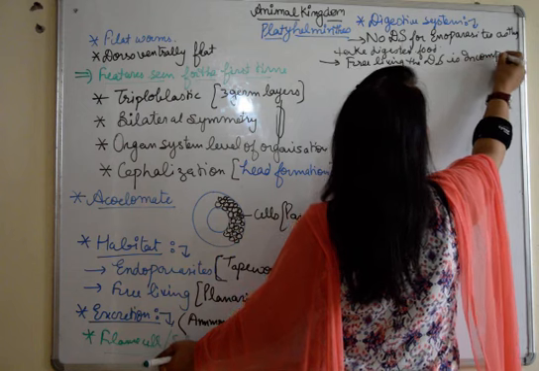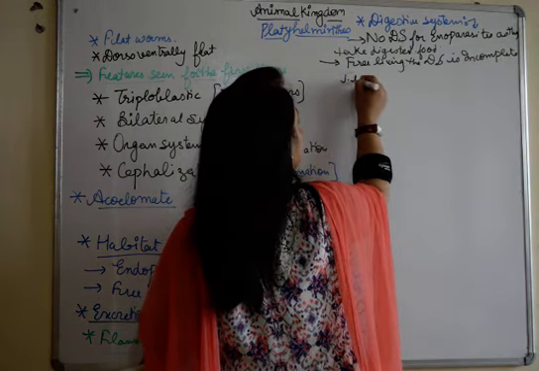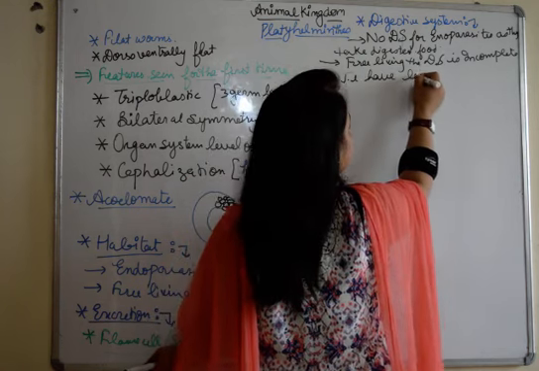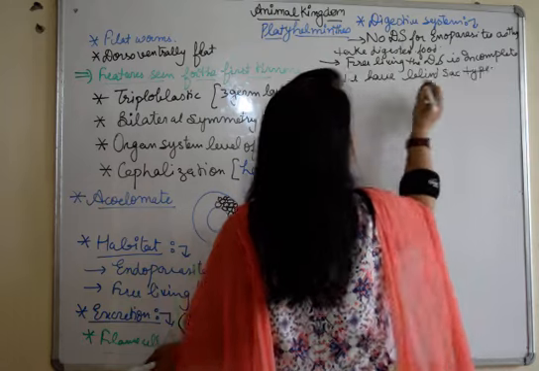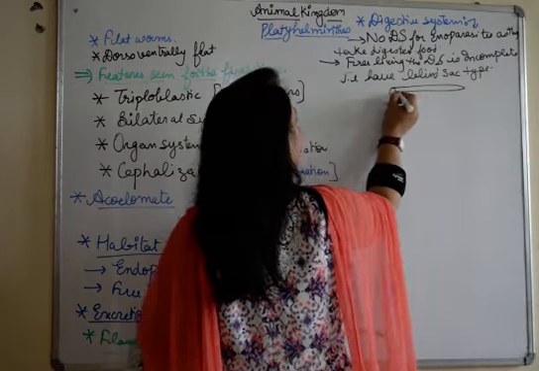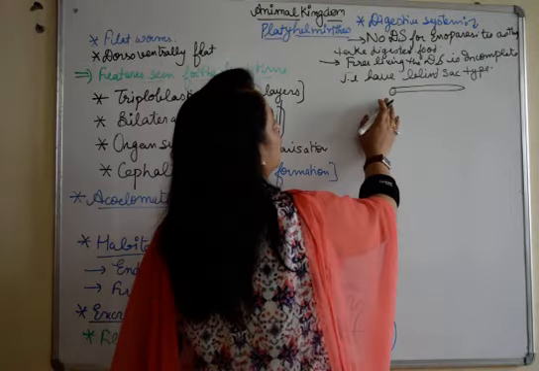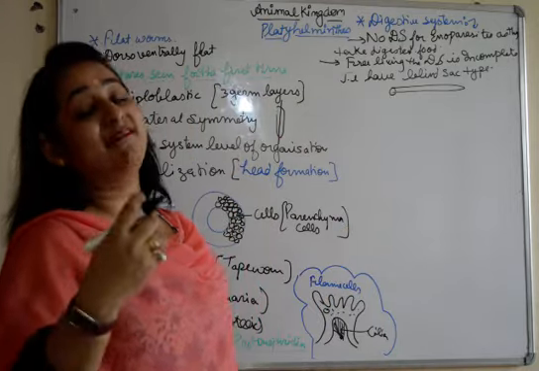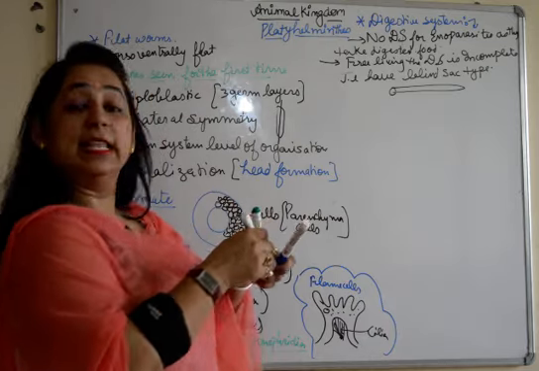The incomplete type of digestive system, that is, they have a blind sac type of digestive system which has only one opening, acting as both mouth and anus. So the free living, that is planaria, have a blind sac type of digestive system which is incomplete. Next is the nervous system.